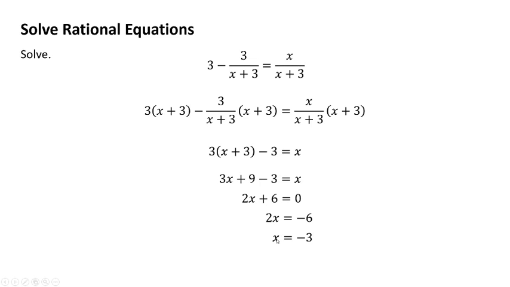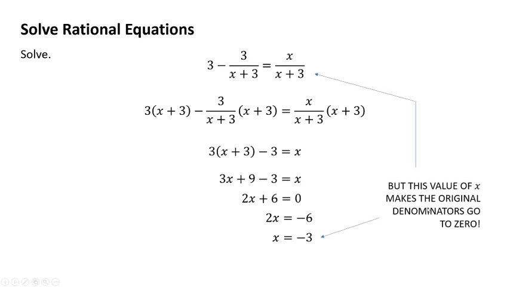Now take a look at this solution and ask yourself if there's anything wrong with that. That's right, hopefully you can see this. This value of x makes the original denominators go to 0. That means it cannot be included as a solution here. So there is no solution. The answer is called the null set, which means there are no solutions to this particular equation.